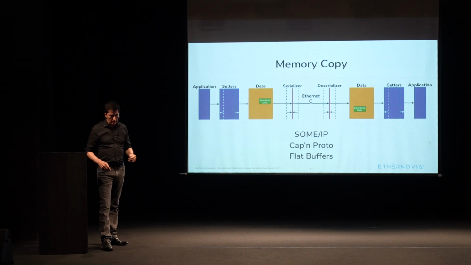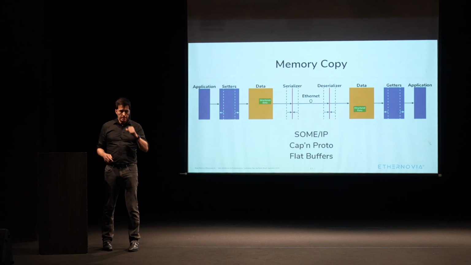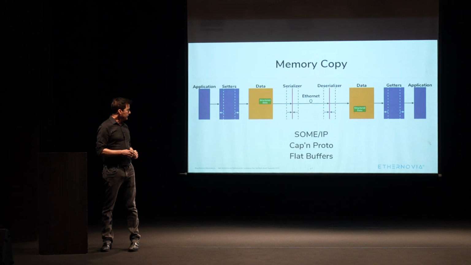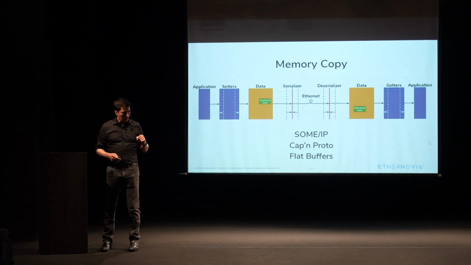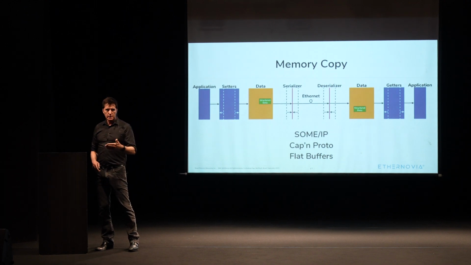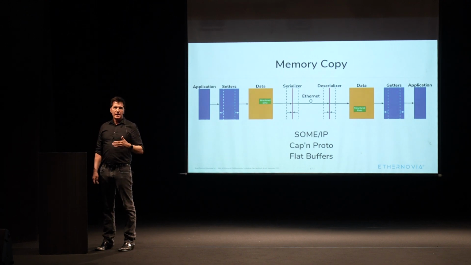Examples of memory copy protocols include SomeIP, Cap'n Proto, and FlatBuffers. Now, the proponents of these protocols tout how fast their serialization is, but they tend to be rather quiet about the performance of their setters and getters, the memory consumption, and the efficiency on the wire.